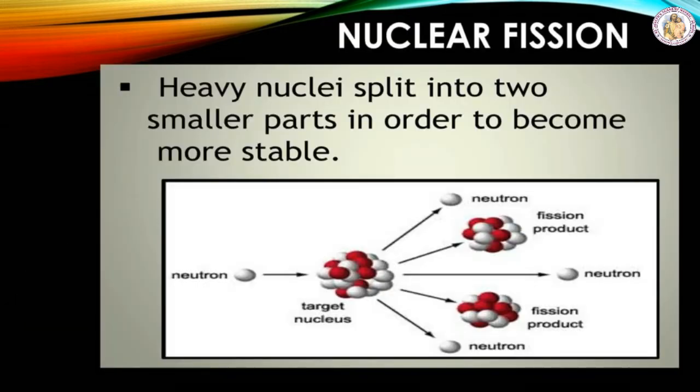Nuclear fission. In 1939, German scientists Otto Hahn and F. Strassmann discovered that when a uranium nucleus is bombarded with a neutron, it breaks up into two smaller nuclei of comparable mass, along with the emission of a few neutrons and energy. This process of splitting up of a heavier nucleus into two smaller nuclei with the release of a large amount of energy and a few neutrons is called nuclear fission.